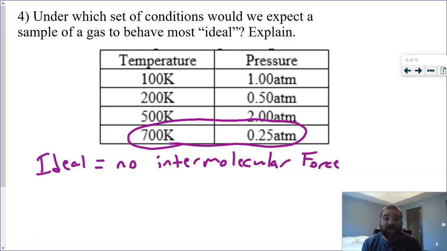That is the correct answer. Under those conditions, we would have a gas that is closest to being ideal. And again, what that means is closest to having no intermolecular forces of attraction.